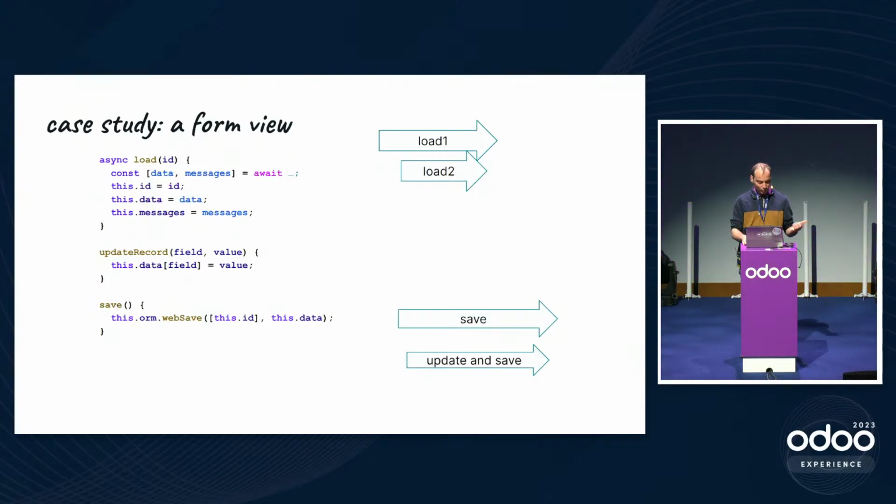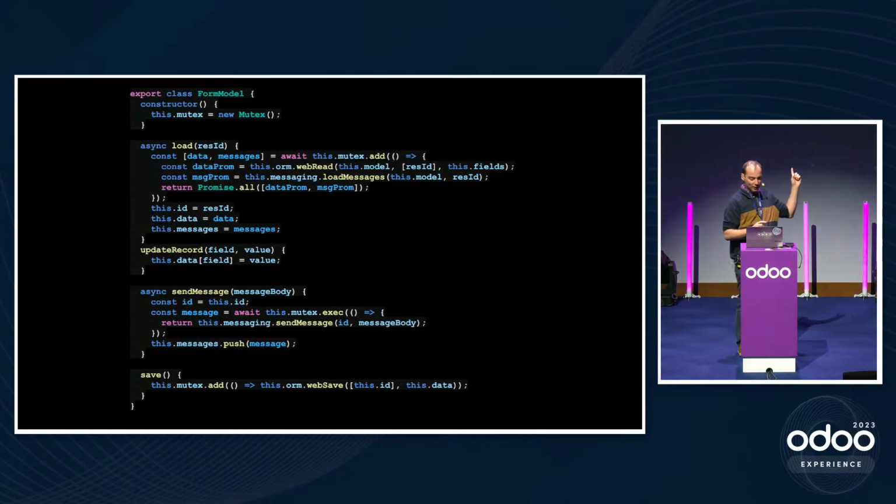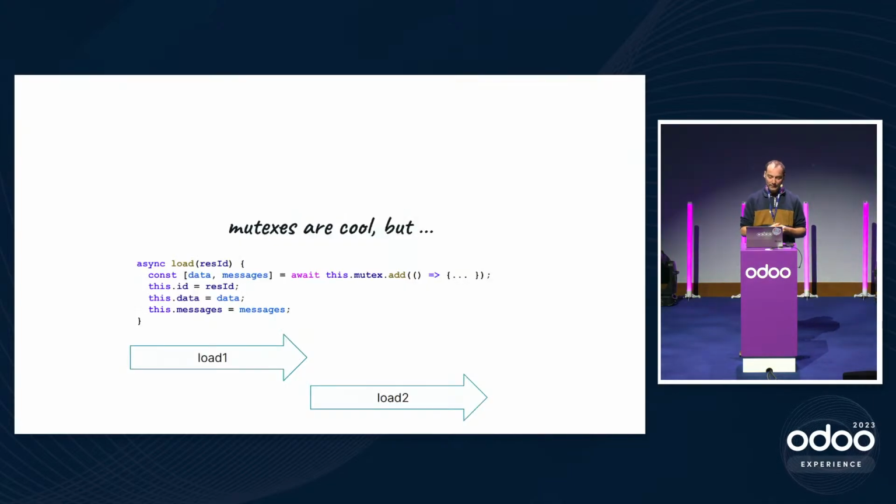Let's talk about one other issue that you may encounter. If you have the load operation done in quick succession, or maybe if you have a save and you update some data and then you save again, you will have the same problem. Again, to solve that, we need more mutex. Basically, we need to mutexify everything, and that's what this is doing. I use the mutex in the load operation, in the send message function, and also in the save operation. So we're making some progress, but is it enough?